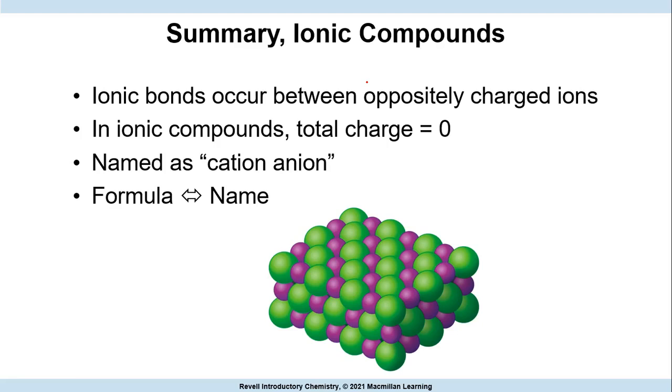So let's look at the summary of the ionic compounds. We've said that ionic bonds occur between oppositely charged ions, and that in ionic compounds the total charge must be equal to 0. We've said we have to name them as the cation first and then the anion, and the formula gives us the number of each of the ions that is found in that compound.